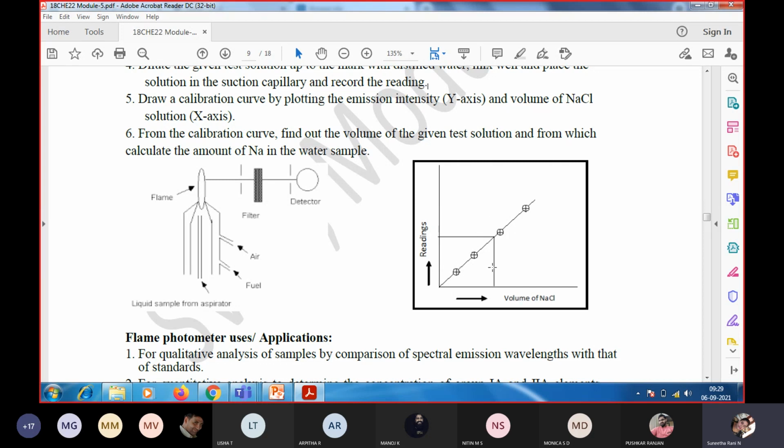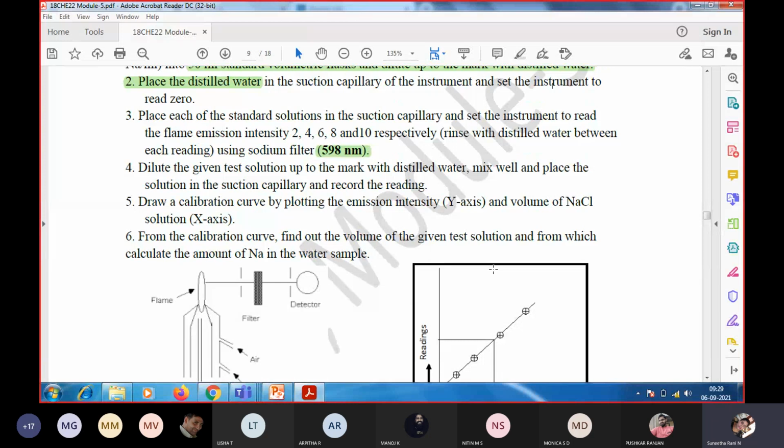For the unknown solution, you take it here and plot it. You will get the volume consumed and volume detected, which gives the amount of sodium chloride dissolved in the unknown test sample. So this is how flame photometry works, based on colored flames.